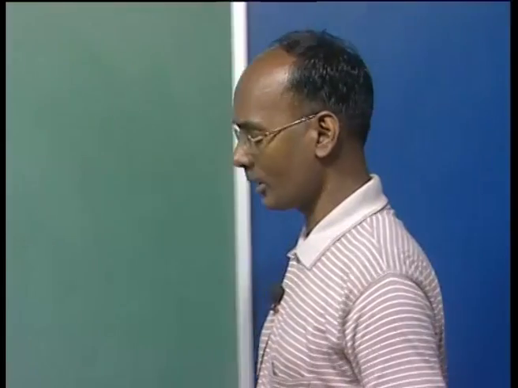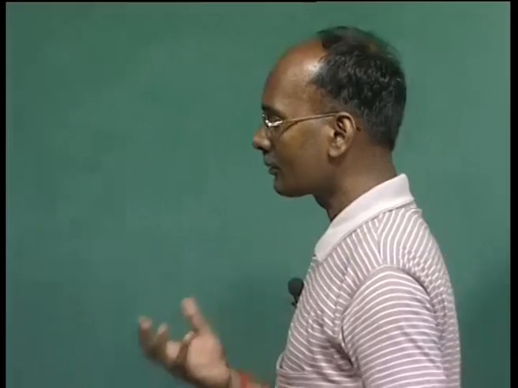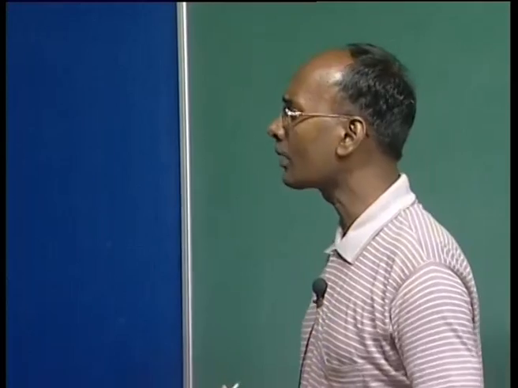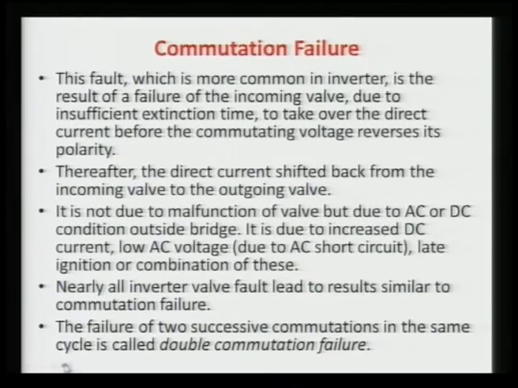So, the major one is commutation failure, and this commutation failure only occurs on the inverter side. This mal-operation, or you can say fault, is very common and very frequent in inverters. It is a result of failure of the incoming valve, due to insufficient extinction time, to take over the direct current, that is the DC current, from the outgoing valve before the commutation voltage reverses its polarity.